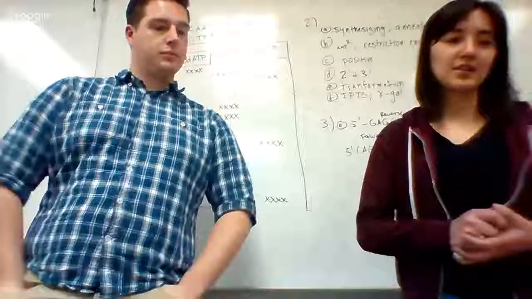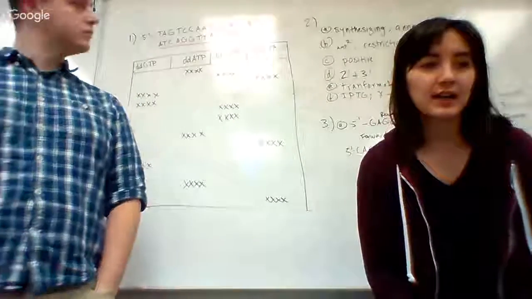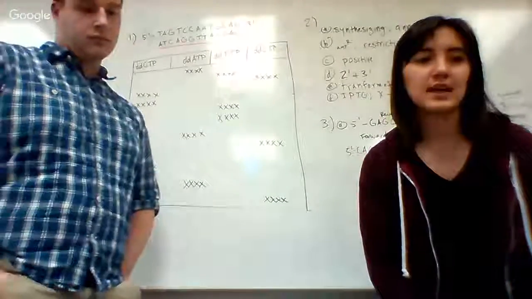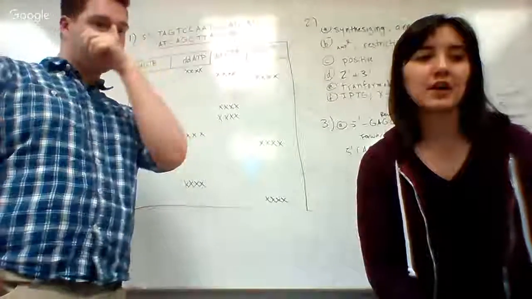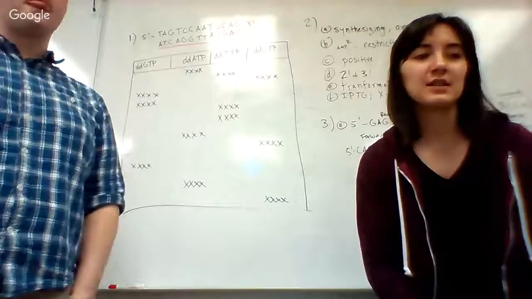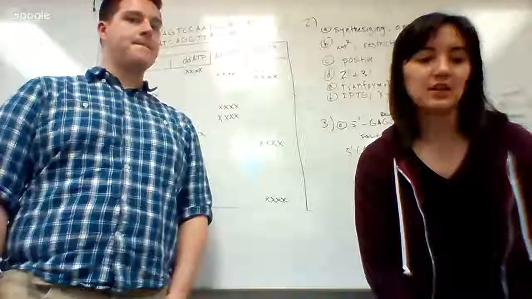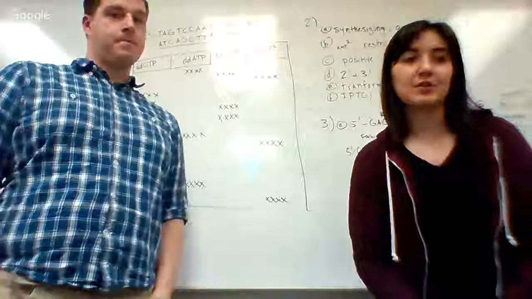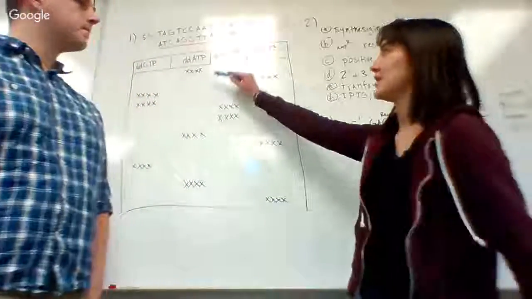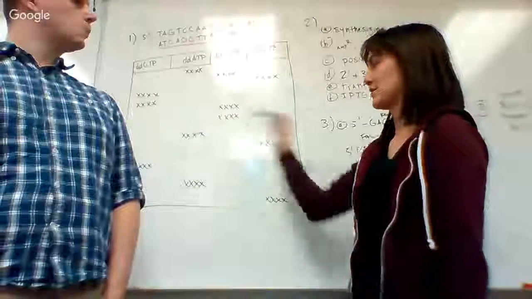Okay. Part D says, suppose you added ddATP to one of your 4 test tubes as intended. However, you forgot to add the ddGTP, ddTTP, and ddCTP. If you do that, you'd only see your ddATP bands. Nothing else would be there.